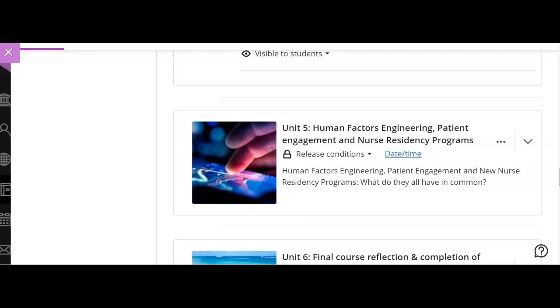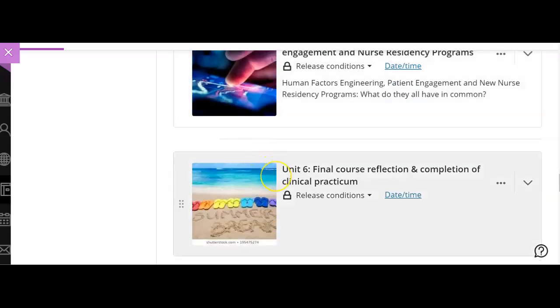Believe it or not, we're already at learning unit number 5. This is our last full learning unit. As you can see, right now, we do have learning unit number 6.